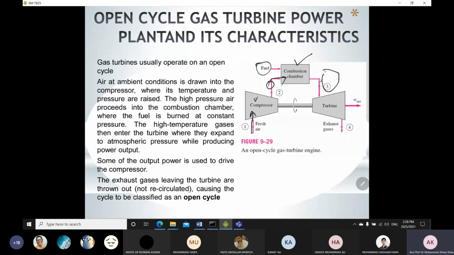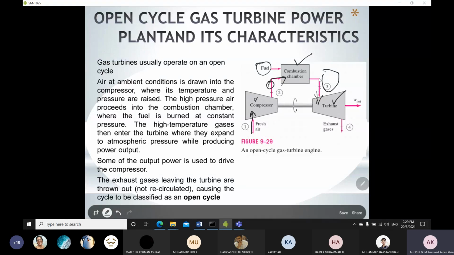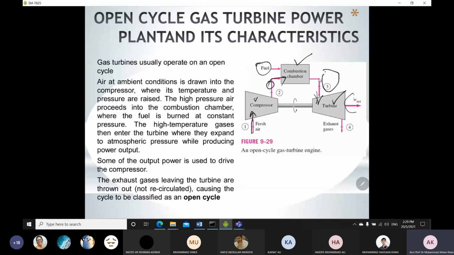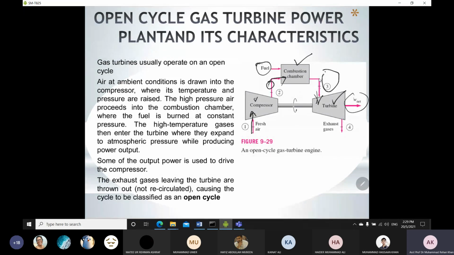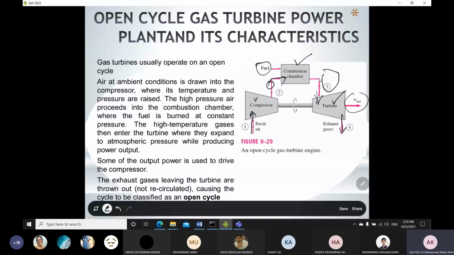Then the exhaust gases result at point number 3, and they are sent to the turbine section where the expansion takes place. As a result of the exhaust gas movement and the expansion process, we generate W net, which is the useful work, and the rest of the gases are released to the atmosphere. So this is the working principle of the open cycle gas turbine, and these are used mostly in jet aircraft.